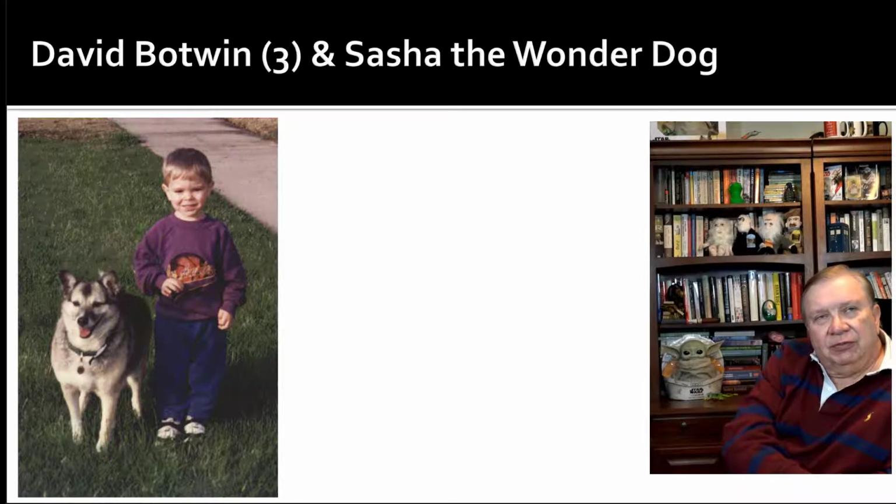Now, David is 3, not fully grown in that picture. He's got a ways to go. Eventually got over a little over 6 feet. Sasha's fully grown there. She's probably about, at that point, about 6 or 7. So what breed do you think she is?